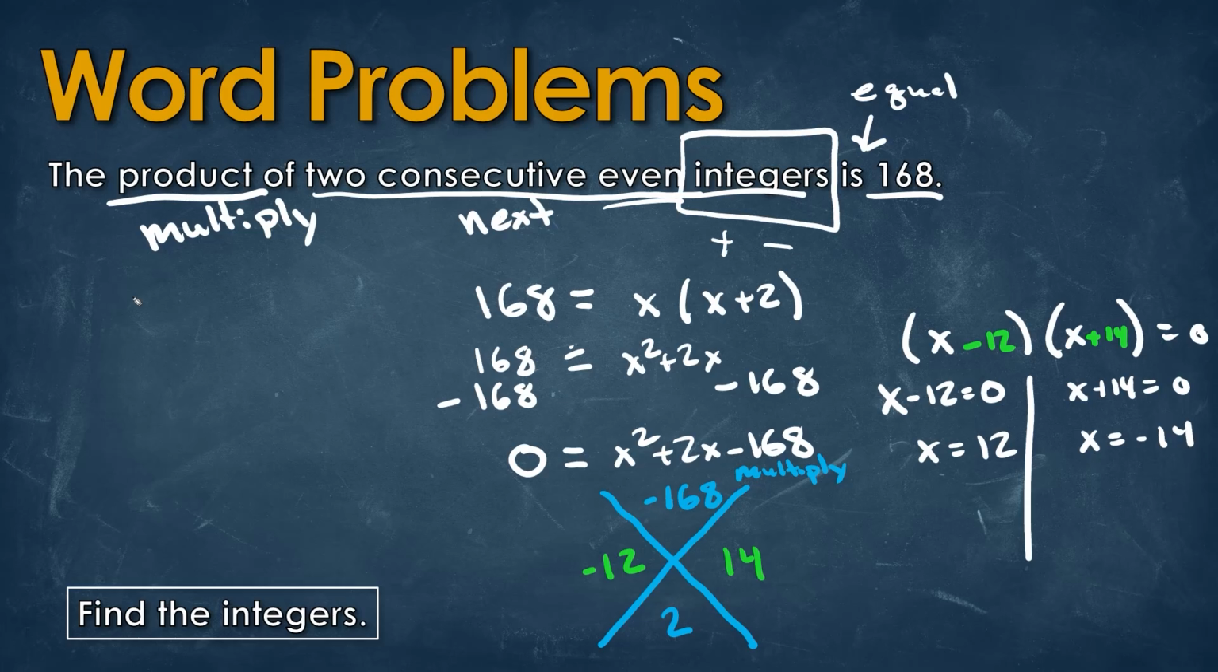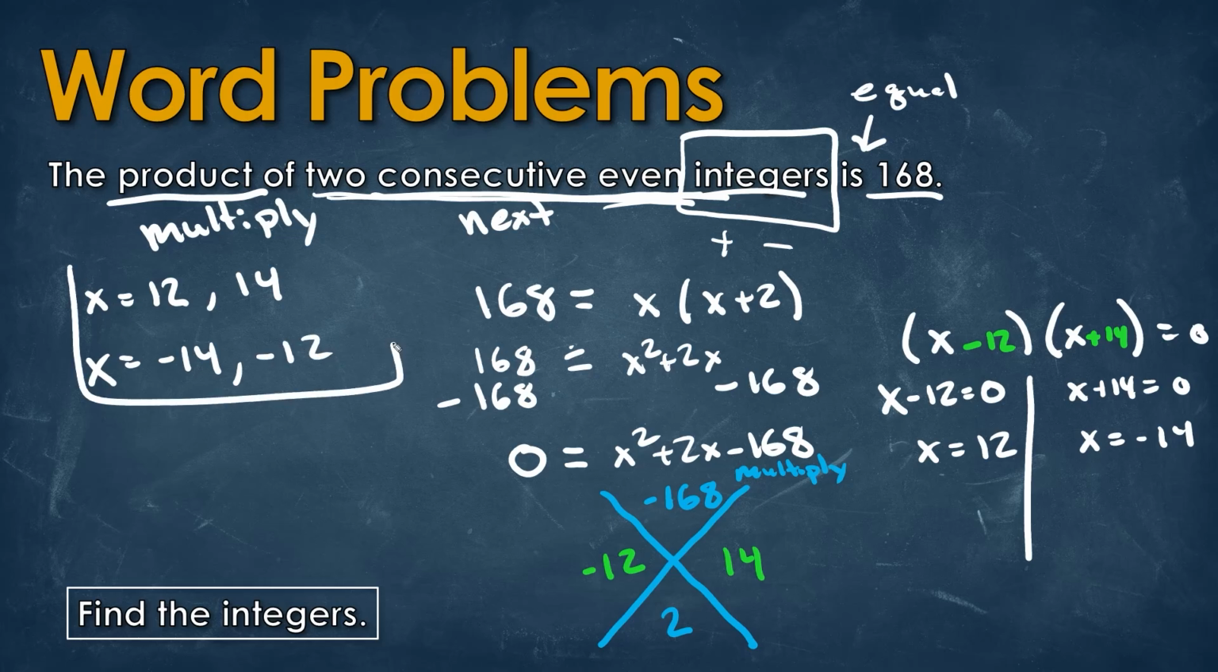If that's the case, when x is equal to 12, the next consecutive even integer would be 14. If x is negative 14, the next consecutive even integer moving upward would be negative 12. And those would be our two answers.